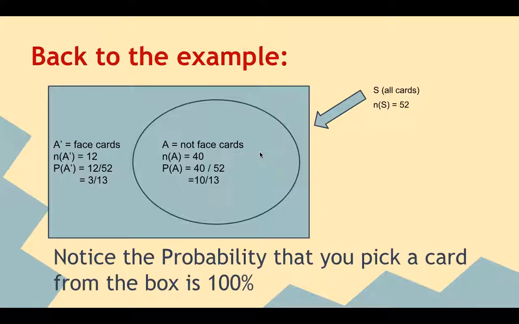This is just to give you a visual for the example. Your number cards is the 40, your face cards is the 12. Together they make up the 52, or the 13 even, if you wanted to look at it like that. And the probability, if you added them, you get that 52 out of 52, which is 100%.